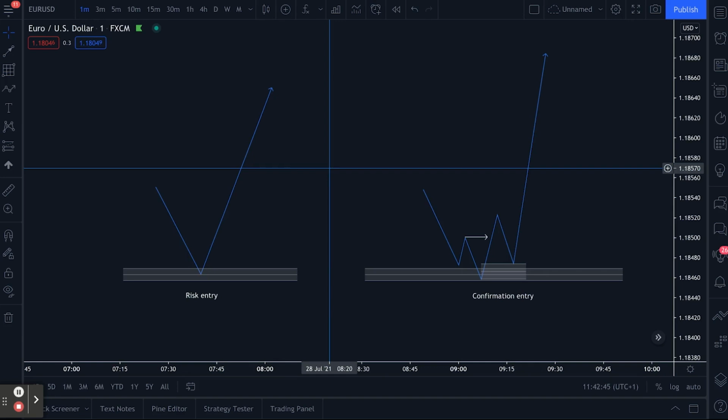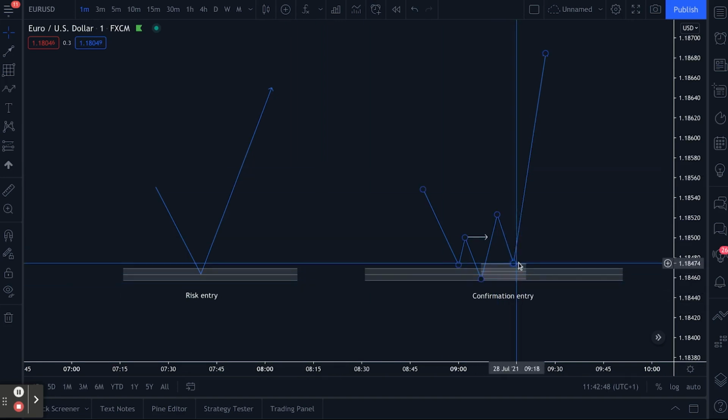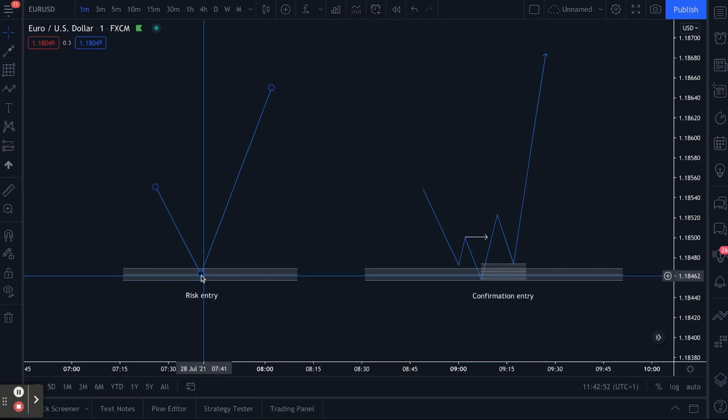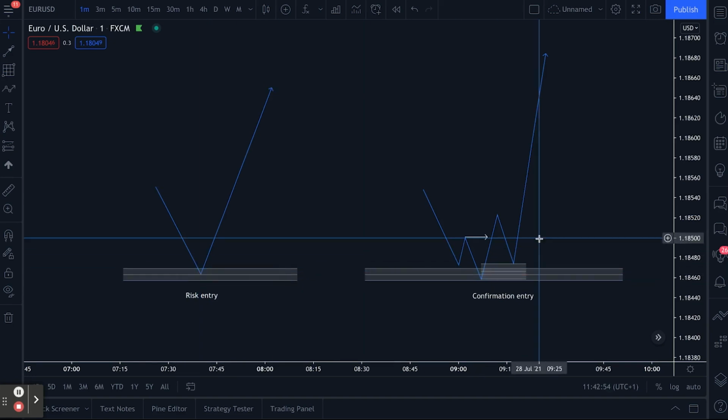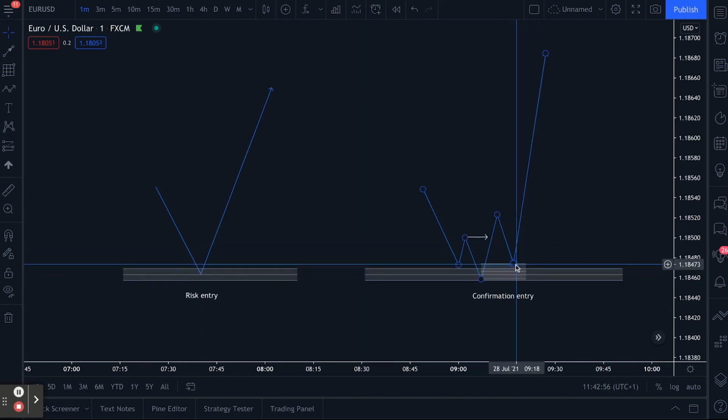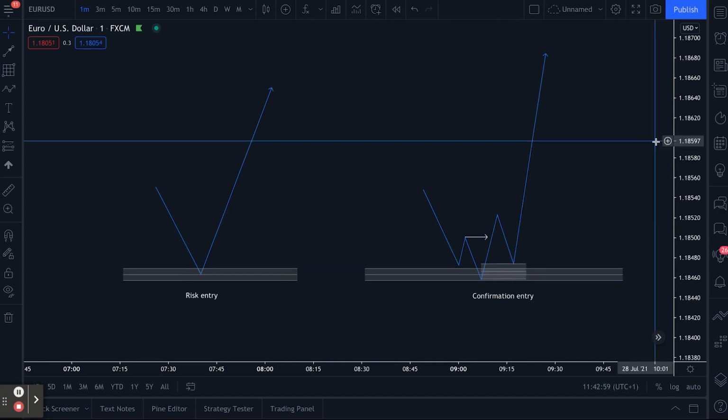Another thing with the confirmation entries is you do get slightly lower risk reward, because whereas we can buy so close to the bottom of the zone and so close to that precise level with the risk entry, when it comes to a confirmation entry, we do have to buy a little bit higher up. So there's pros and cons to both. Now what I'm going to do is show you a live example of a risk entry and then of a confirmation entry that I've taken recently in the markets to show you how it's done live.